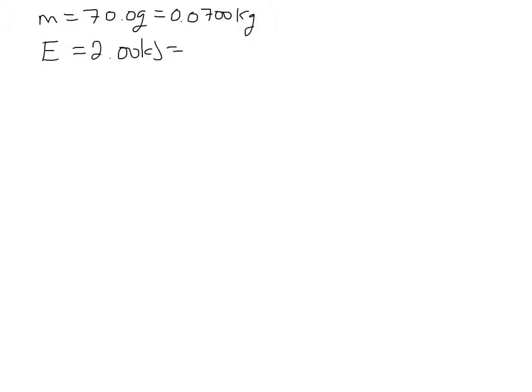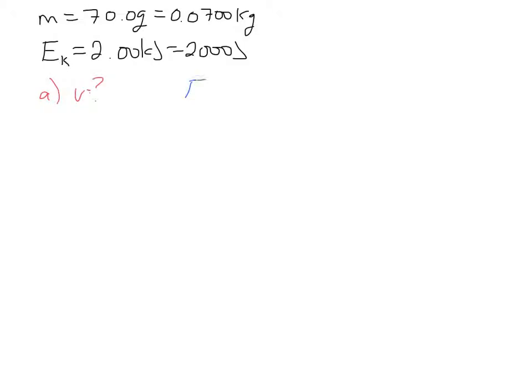The example tells us that we have a bullet that has a mass of 70 grams. We know that 70 grams is going to be equal to 0.07 kilograms. We also know that it got shot with 2.00 kilojoules of energy, which is the same as 2,000 joules of energy. Because it's talking about the energy of something that's moving, we know that it's going to be kinetic energy. Question A is asking for our velocity.